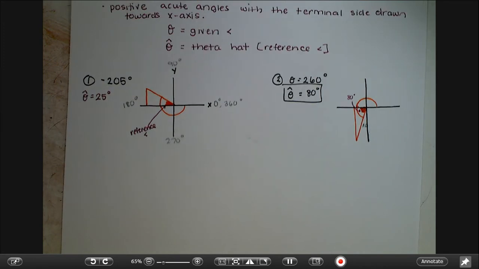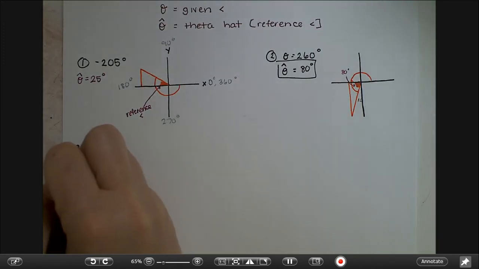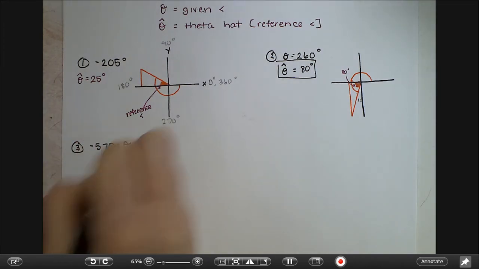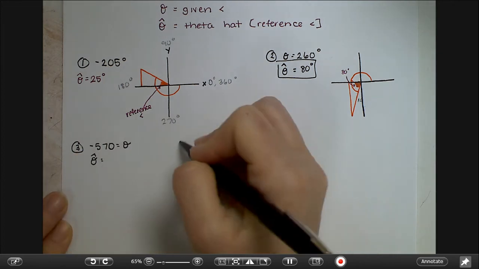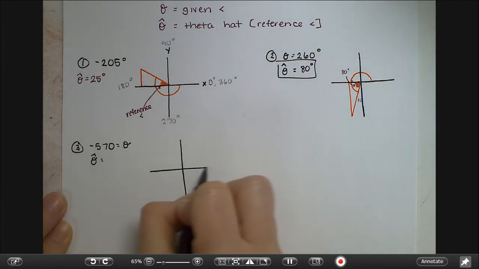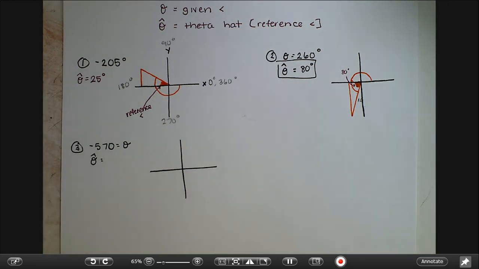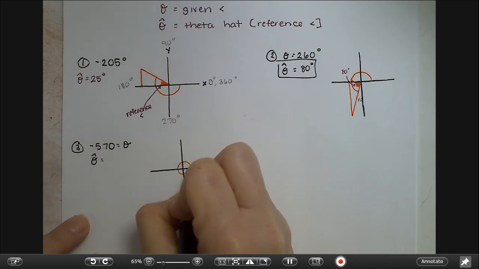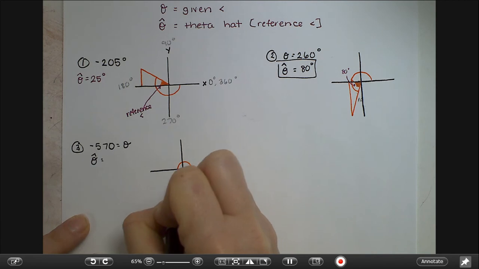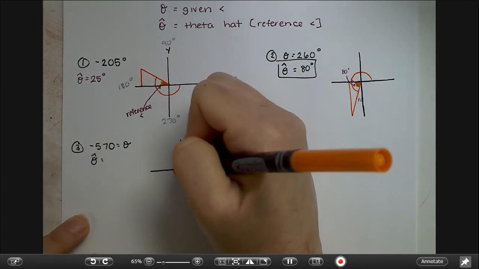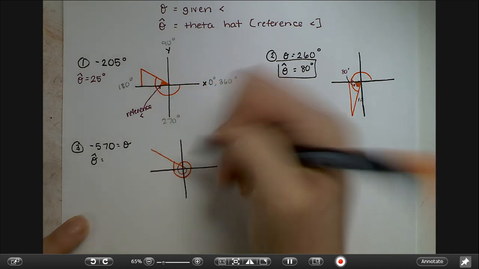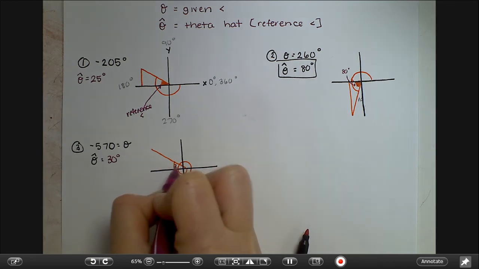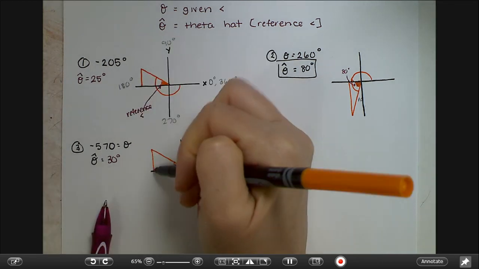Okay. It seems kind of weird and confusing. It's not so bad once you get used to it. The negative 570 is theta, and we're going to find theta hat, the reference angle. Negative 570. So we're going to do negative 360, negative 450, negative 540, and we need to go 30 more degrees to get to 570. So our reference angle is 30 degrees. We draw back, shoot, down to the x-axis.